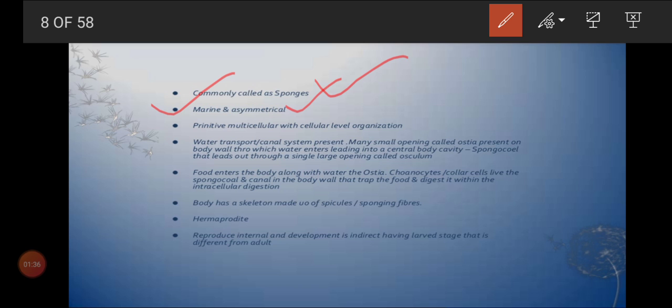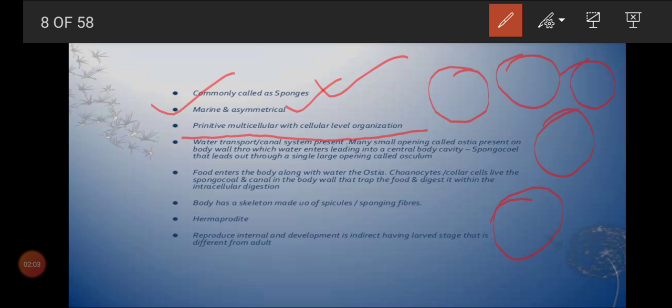Here it is a primitive multicellular organism with only a cellular level of organization. It is not a tissue level, because we can see more spaces between cells. That's why we won't call it a tissue; instead, we call it a cellular level of organization. Okay, this is all the introduction regarding the Porifera group.